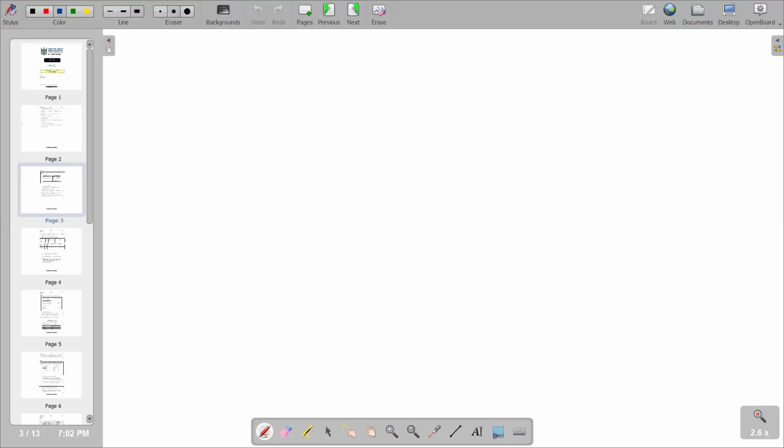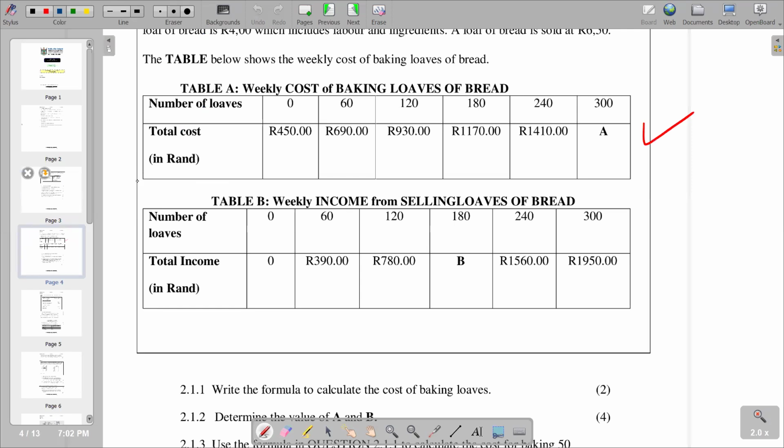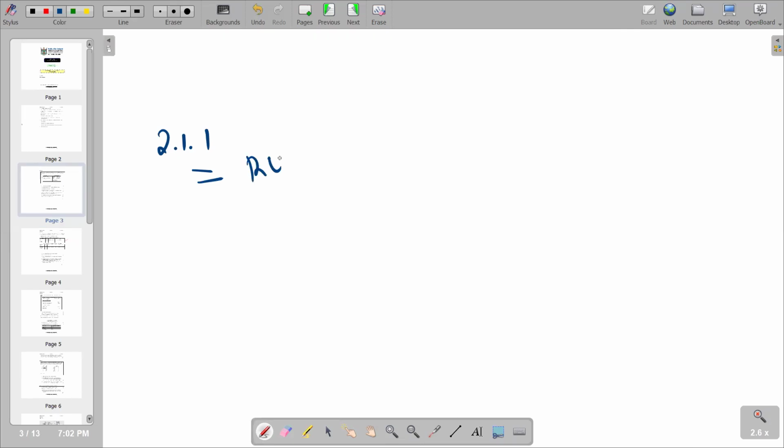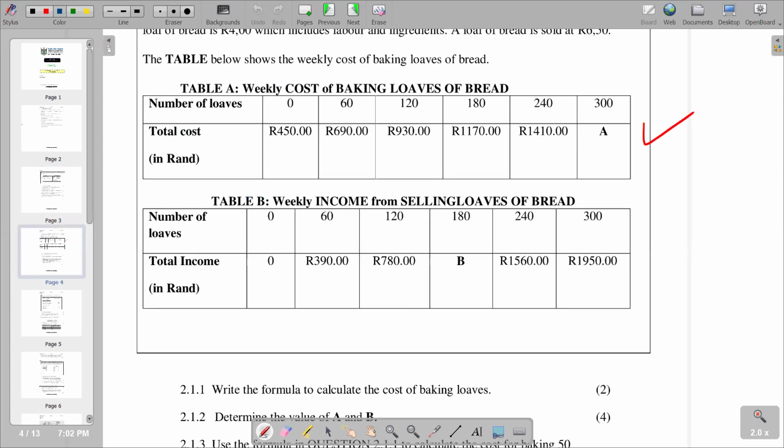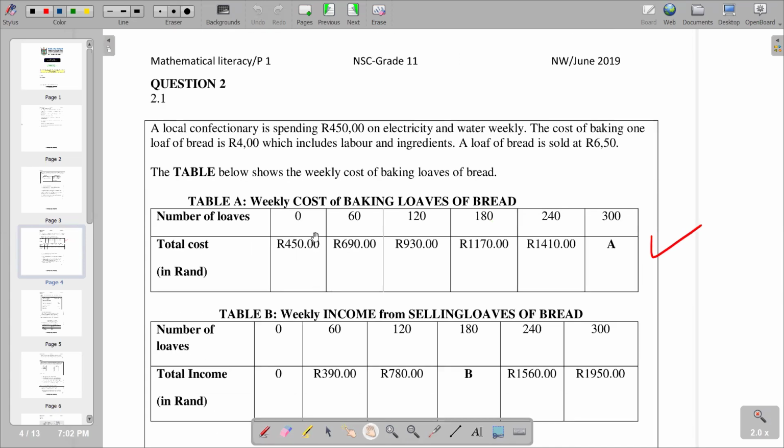So we are saying 2.1.1, the formula is equal to, we have a fixed cost that is 450 rands. So we're going to say 450 rands plus the cost per loaf. According to the information given, we're told that the cost of baking one loaf of bread is 4 rand. So we are going to say 4 rand times the number of loaves that are going to be baked.